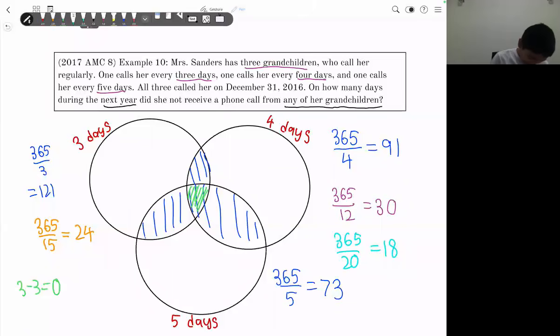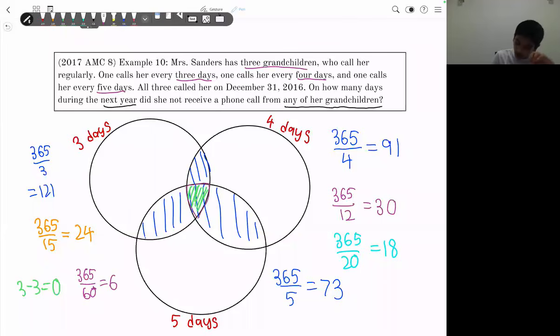Since it's being counted every 3, 4, and 5 days, this is going to be a multiple of 3, 4, and 5. In order to be a multiple of 3, 4, and 5, it's going to have to be a multiple of 60. The multiple of 3 and 4 is 12, and the multiple of 12 and 5 is 60. In order to be called every 3, 4, and 5 days, it needs to be called every 60 days. And 365 divided by 60 is equal to 6. So we must add back this region over here because we're undercounting it.